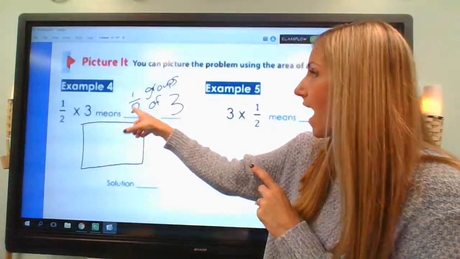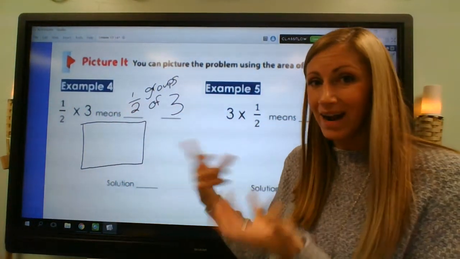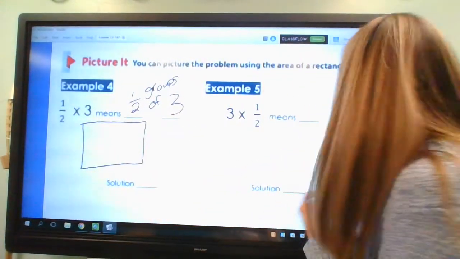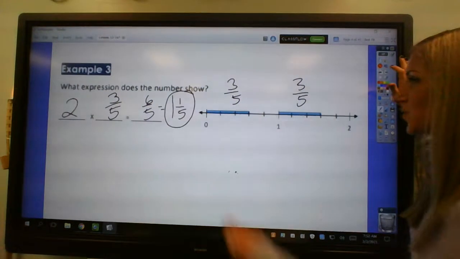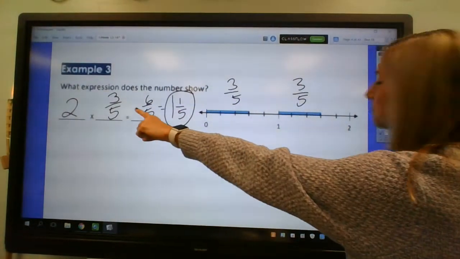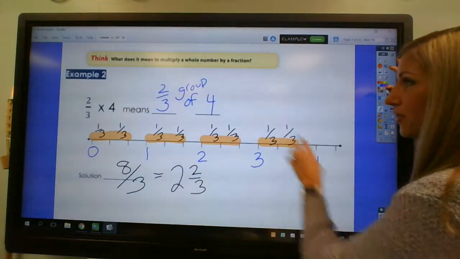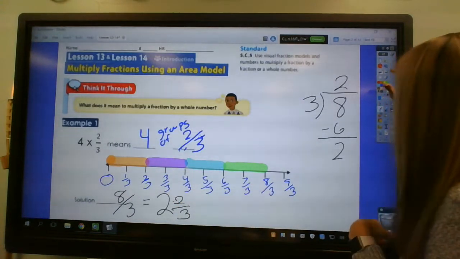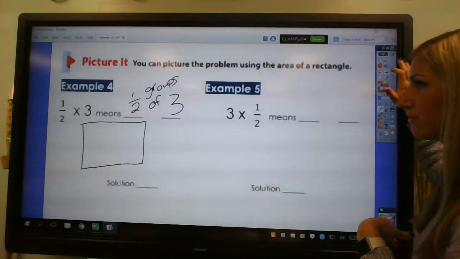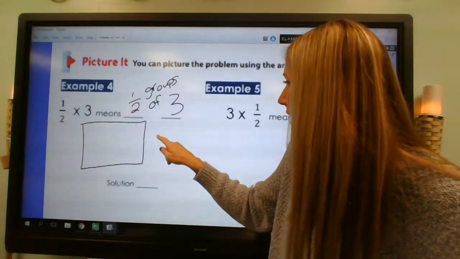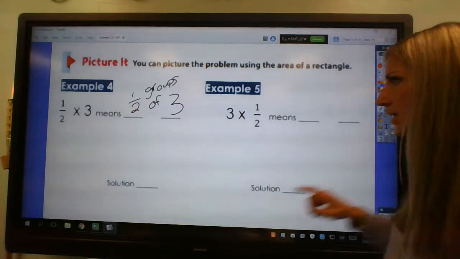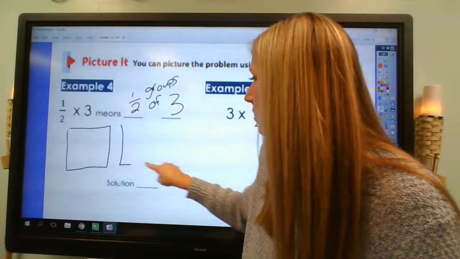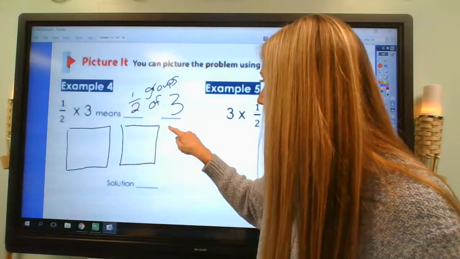If I'm going to have half groups of three, I need to start with three. Notice we're always starting with that second number if I go backwards. So starting with the 2, starting with the 4, starting with the 3rd. So that second number we're always demonstrating first. So I'm going to have 3 holes. And because I'm going to have 3 holes, I want to make my box a little bit smaller. So 3 holes, because that's in our problem.